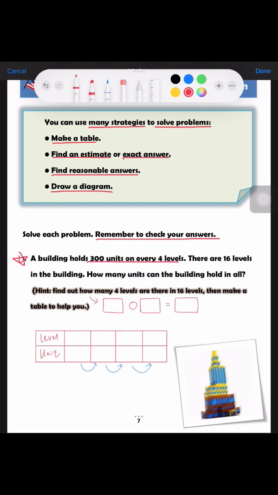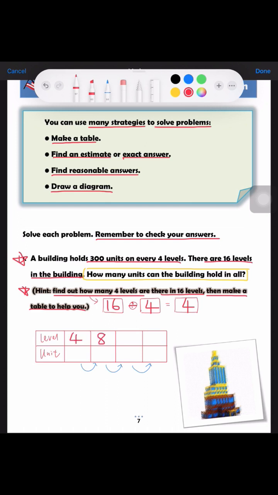So take a look at these questions. A building holds 300 units on every 4 levels, and there are 16 levels in the building. So what we need to find is how many units the building can hold in all. Take a look at the hints. Find out how many 4 levels there are in 16 levels. Then make a table to help you. So how many 4 levels are there in 16 levels? It will be 16 divided by 4, which is 4. So there are 4 groups of 4 levels in 16 levels.